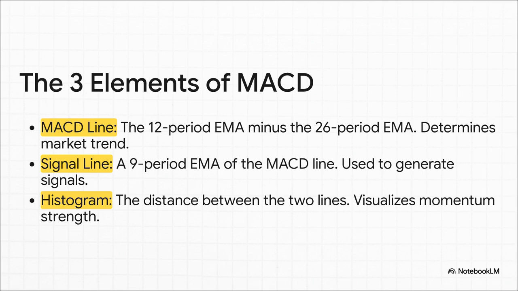A fast line crossing a slow one can signal a shift in momentum. And that histogram, those little bars, that's just a visual of the gap between the two lines. The bigger the bars, the stronger the momentum.